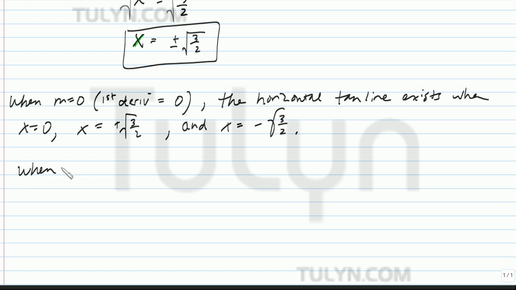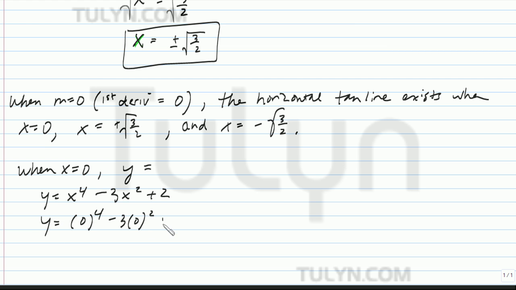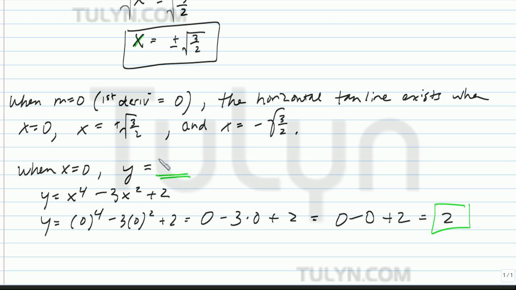So when x equals 0, go ahead and plug in for y. y equals x to the 4th minus 3x squared plus 2. So y equals 0 to the 4th power minus 3 times 0 squared plus 2. So 0 to the 4th power will be 0, minus 3 times 0 squared is times 0, plus 2. So 0 minus 0 plus 2 equals 2. So right here, I'm just going to put this 2 right here. So one point will be (0, 2).